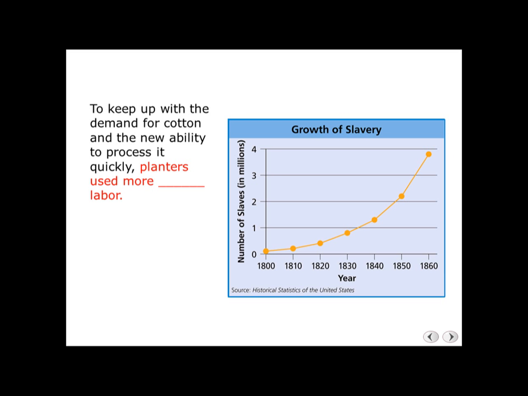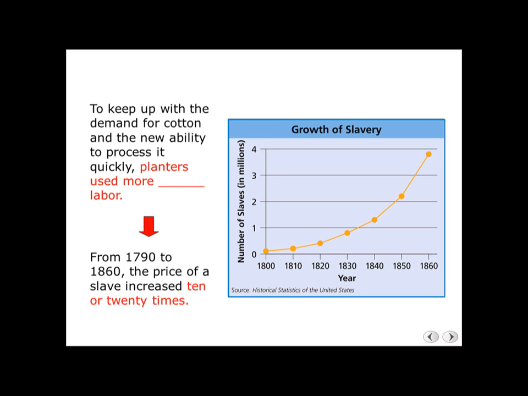And this great wealth enriched northern bankers and ship owners, and southern planters. To keep up with the demand for cotton and the new ability to process it quickly, planters used more slave labor. From 1790 to 1860, the price of a slave increased 10 or 20 times. You can see by the chart that through the decades, slavery greatly increased in the South to meet the demand for cotton.